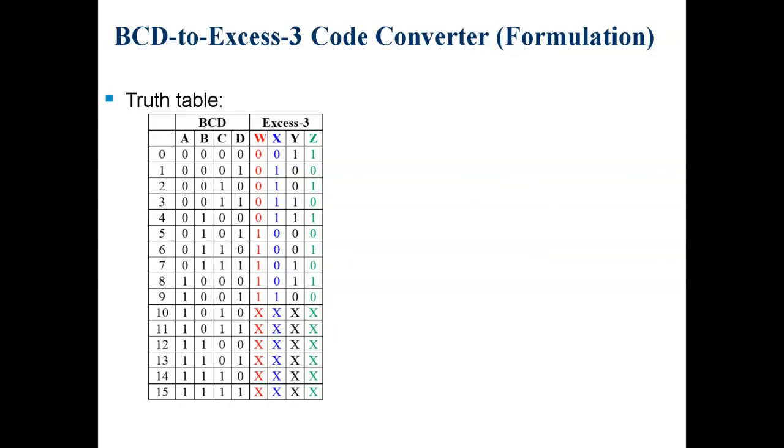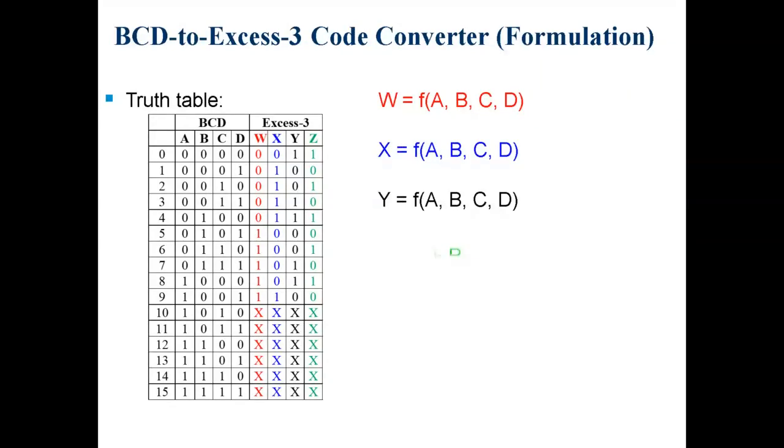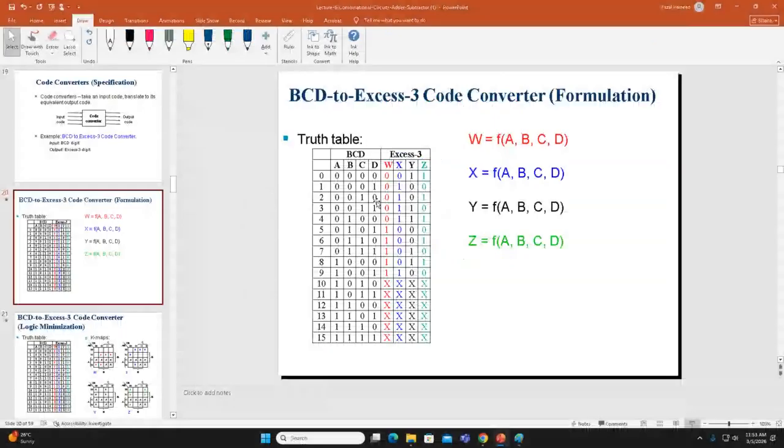Now please look at the W. Which color? Red. X is blue, Y black, and Z is green. So can you see here now? W is a function of A, B, C, D. X is a function of A, B, C, D, and Y is a function of A, B, C, D, and Z is a function of A, B, C, D. Okay, now what we are going to do?